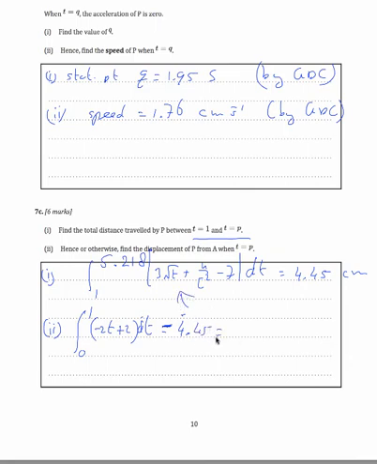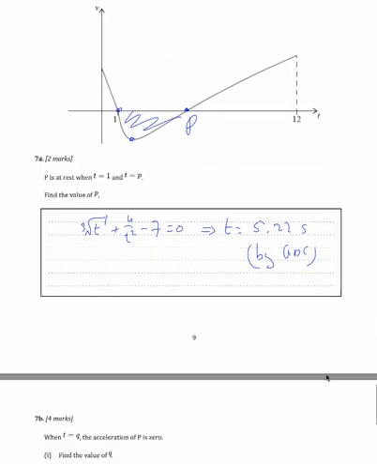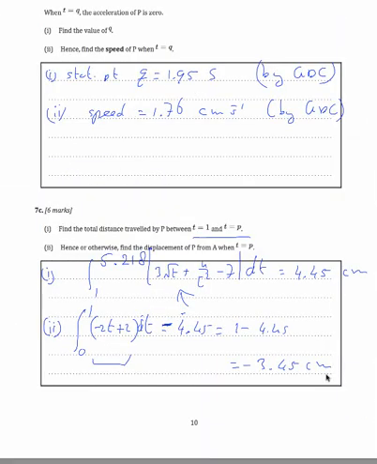Again, you can use a GDC for this. This happens to be 1. So it is 1 minus 4.45, which is minus 3.45 centimeters. That is the displacement. So that's how many centimeters I'm away from where I started.